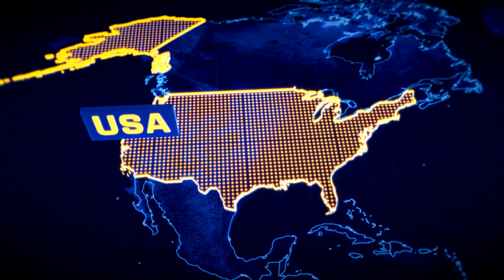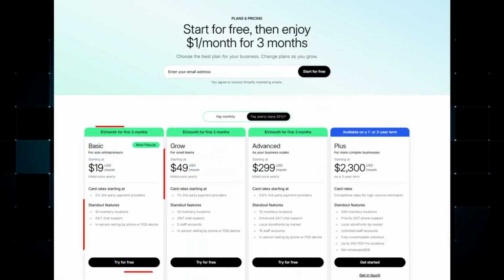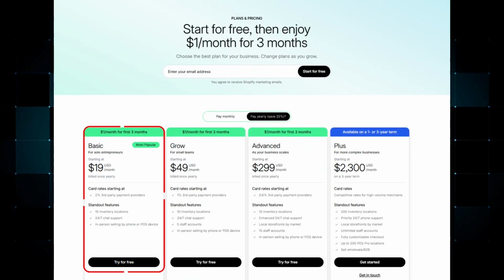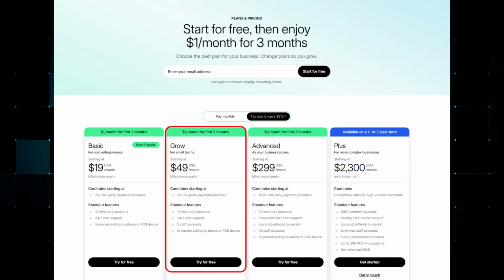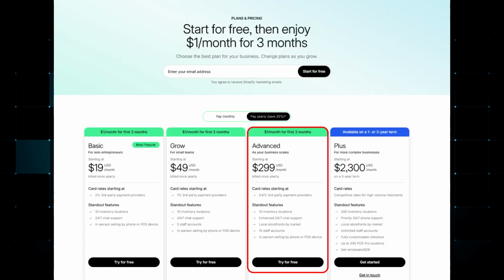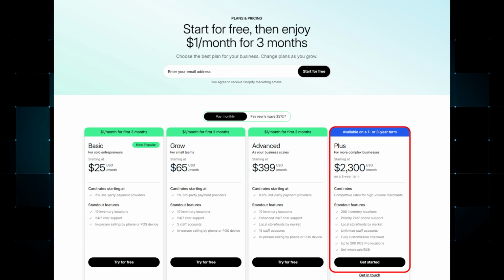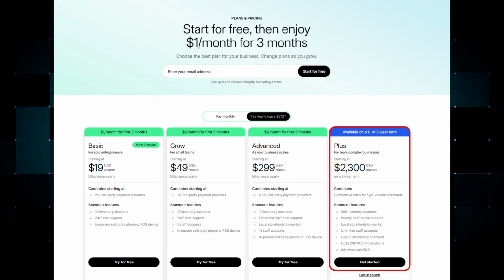Alright, so Shopify currently offers 4 main plans and prices vary slightly depending on your country. Let's start with the United States. The Basic plan starts at $25 per month or $19 if you pay yearly. The Grow plan, that's the next level up, is $65 per month or $49 yearly. Then we've got the Advanced plan at $399 per month or $299 if billed yearly. And finally, Shopify Plus, made for big enterprise brands, starts at $2,300 per month on a 1 or 3 year term.